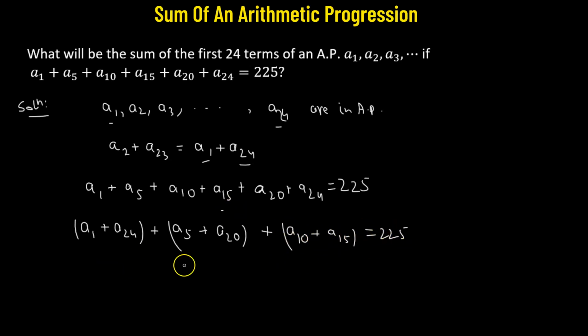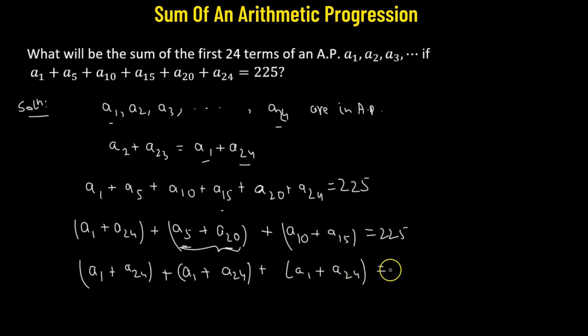The whole reason we're writing in this fashion is that the 5th term from the beginning added to the 5th term from the end is equivalent to the sum of the first term and the last term, which is A1 plus A24. We already have an A1 plus A24, and similarly we have the 10th term from the beginning, which is A10, added to the 10th term from the end, which is A15. So this is also equivalent to the sum of the first term and the last term, and this value is going to be equal to 225.